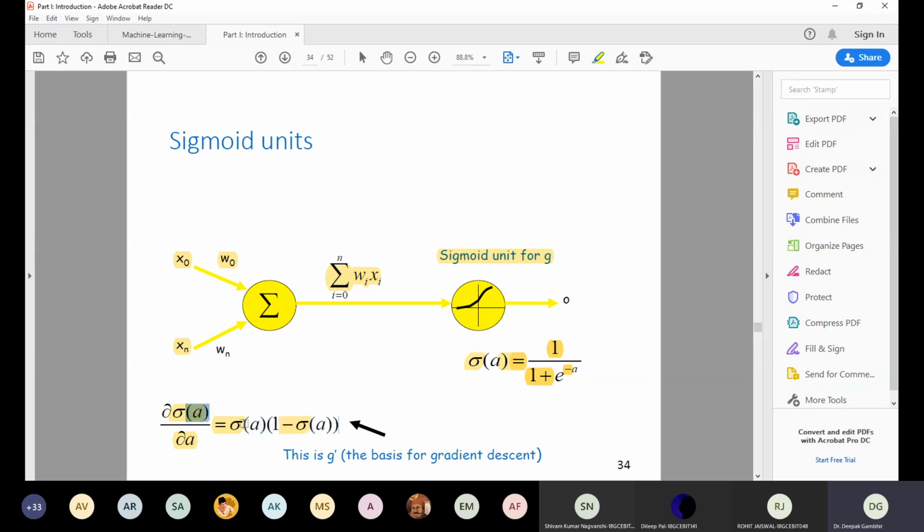This is a very important property of the sigmoid function, because whenever you solve numericals on this, you need it. When you need to find the differentiation of the sigmoid function, you apply this property: the differentiation of the sigmoid is given by sigmoid(a) multiplied by 1 minus sigmoid(a). This is the basis of gradient descent.